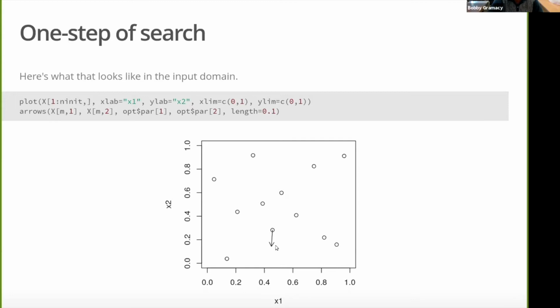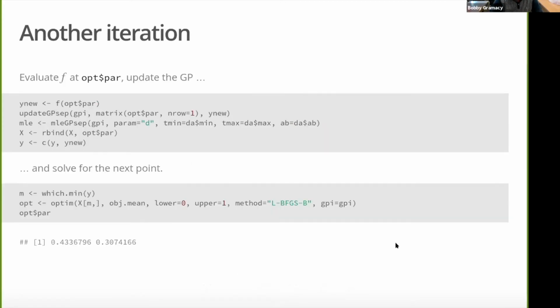Okay, so now this is the point to try. I'm being frugal about evaluating the real function, but now I have a good place to try. And I'm going to try right there. Okay, so I try right there. I run my function, my expensive function, at that location, and then I can use that new information to update my fit.